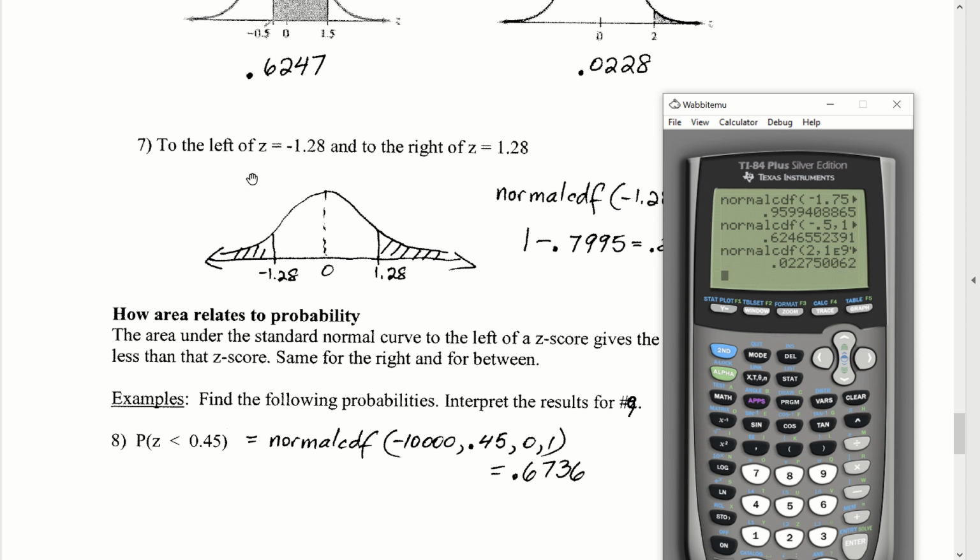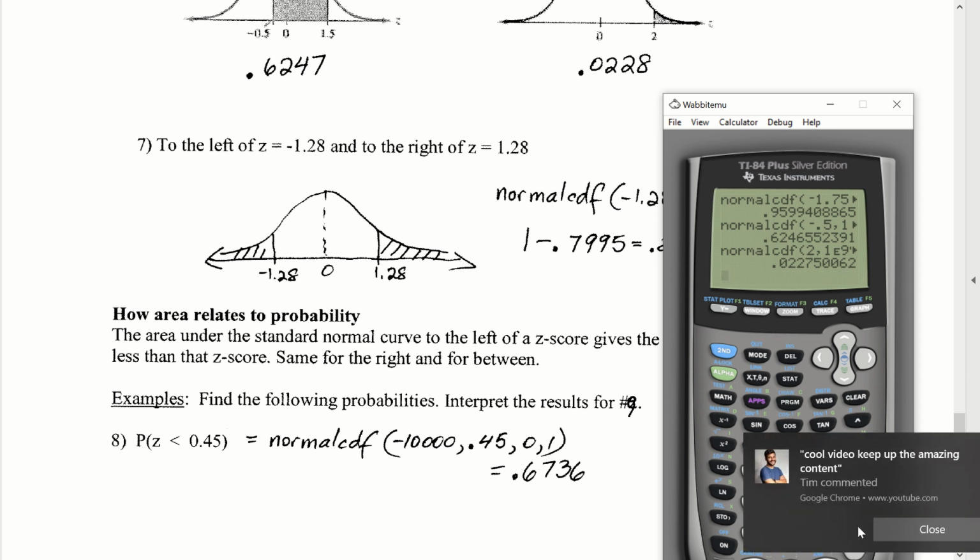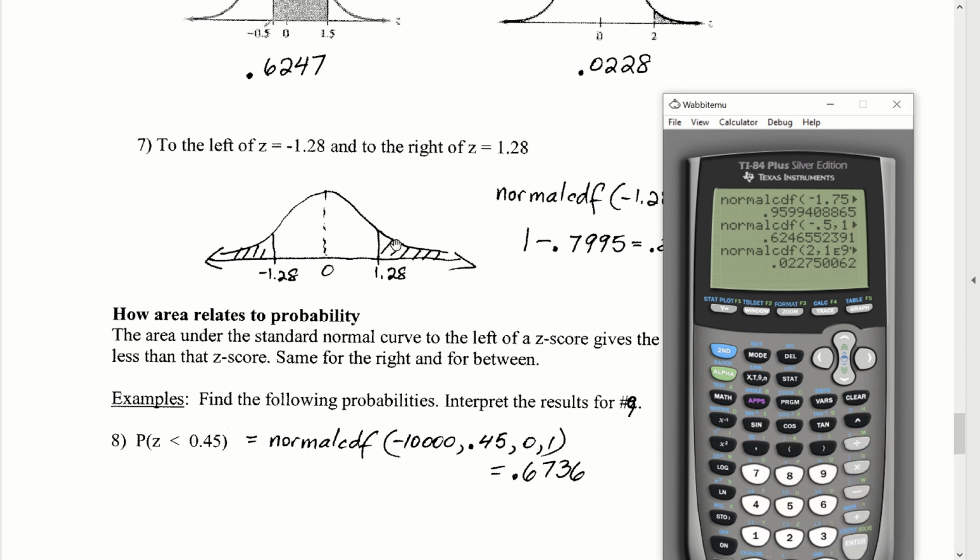And then we're looking for the area to the left of that. So we would shade everything over here. We also want the area to the right of z equals positive 1.28. Positive 1.28 would lie to the right of the mean, and we want the area to the right of that. So we're going to shade everything to the right of that. So we're looking for actually the combined area of two different regions. There's a few different ways you can go about this. You can calculate the area of each region individually.